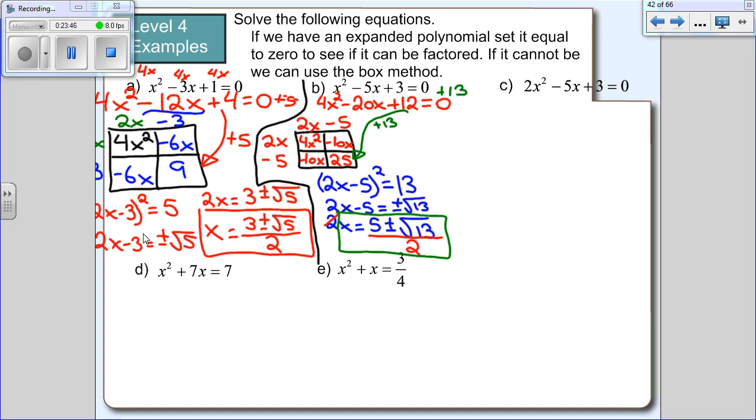So if I go to factor that thing, that means I'm doing a diamond. On the top of the diamond is 6, the bottom is negative 5, negative 2, and negative 3 would multiply to be 6 and add to be negative 5. So you're always looking to factor first. Save yourself from all the pain and sorrow that is box method. When you do that, that means you have 2x minus 2 and 2x minus 3 equals 0.